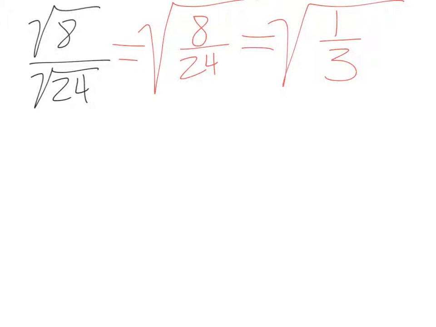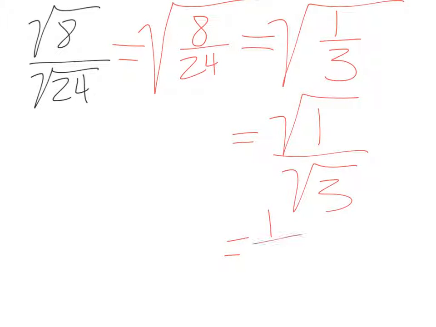So now that I have my numbers reduced, it's going to make my work a lot easier and simpler. So now I can go ahead and split this back up into the square root of 1 over the square root of 3. So the square root of 1 gives me 1. The square root of 3 is just square root of 3.